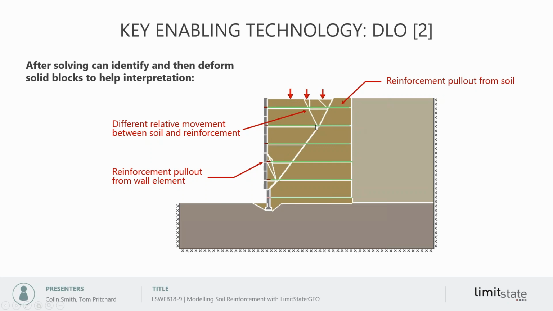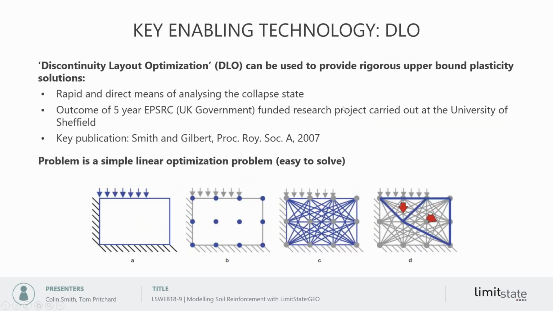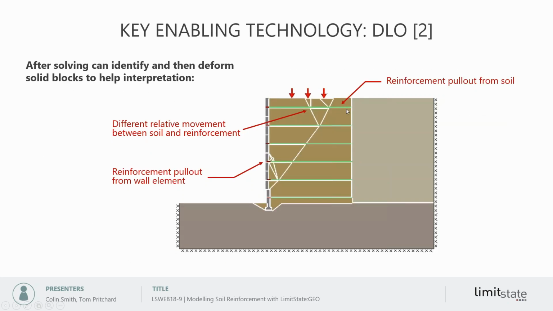So, for example, in this slide, we've got reinforcement pull out from the soil in this area here. And we've got differential movement between soil and reinforcement here, 2 different wedges moving past. That's all captured. And here we've got the reinforcement actually pulling out of the wall in this case. So we can capture pull out at this end here, or indeed rupture of the reinforcement itself.